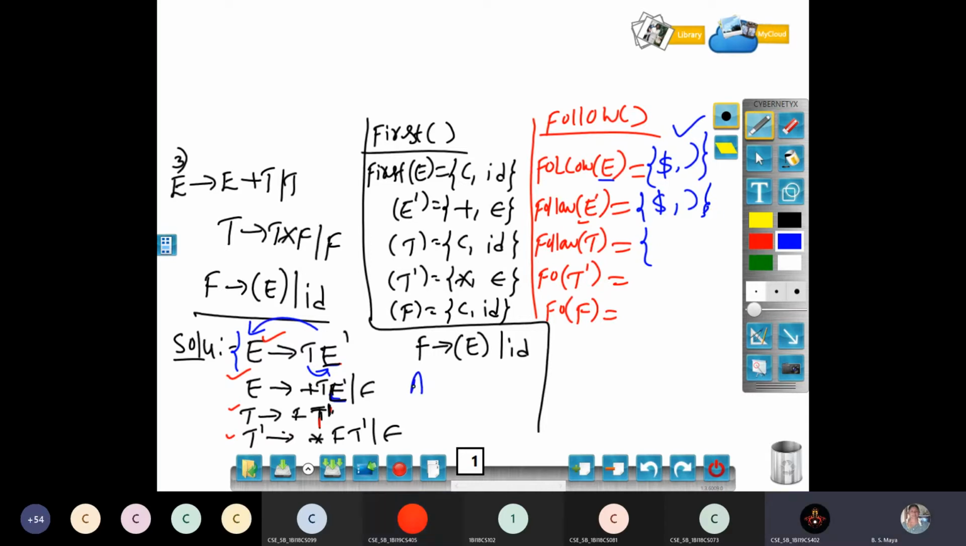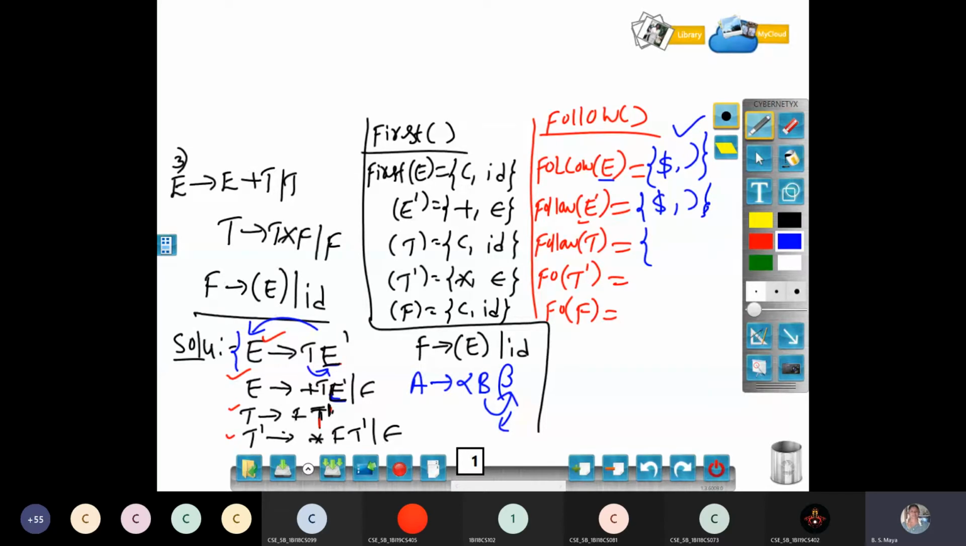Yes, ma'am. Then you have to apply the second rule: A derives alpha B beta. When I am finding the follow of T, I got this one, but beta is a non-terminal. Then you have to find the first of E dash. What is the first of E dash? Copy all of first of E dash into follow of T.